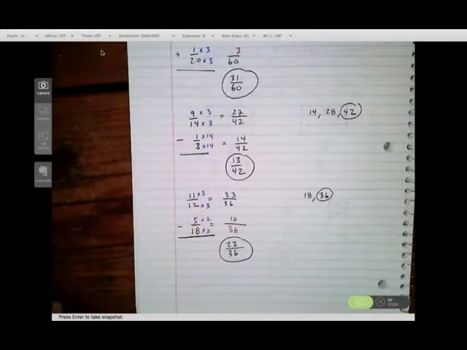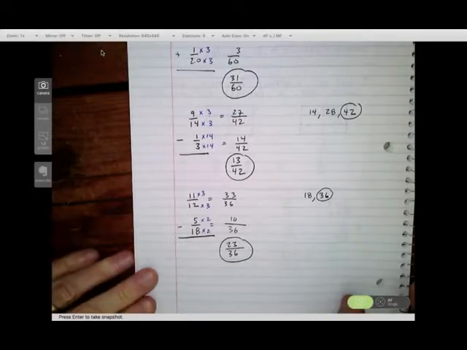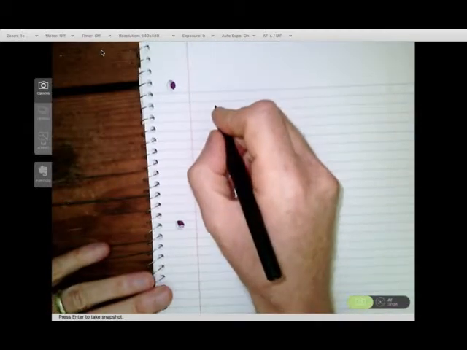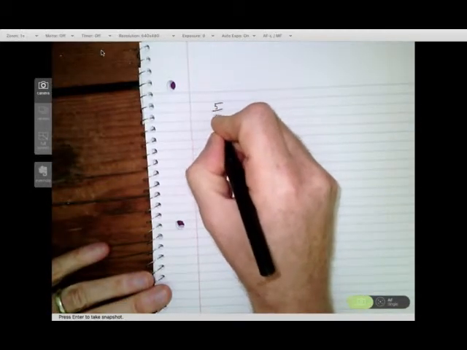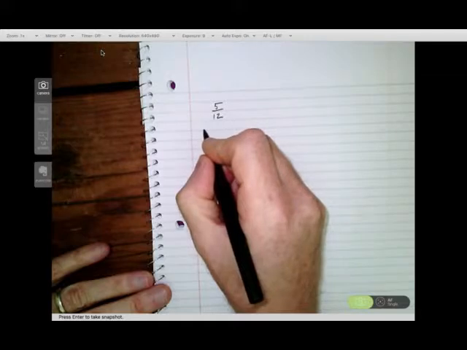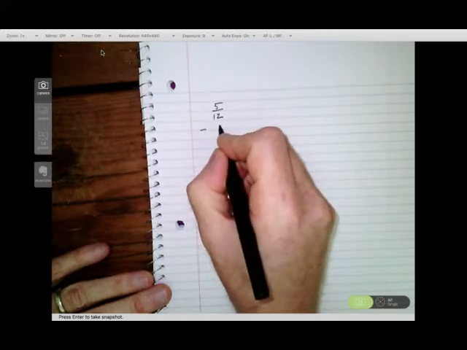Okay? I'm going to do one more actually, so let me turn the page over in just a second, but I hope that's okay so far. Let's look at this next one. So I've got 5/12 minus 1/6.